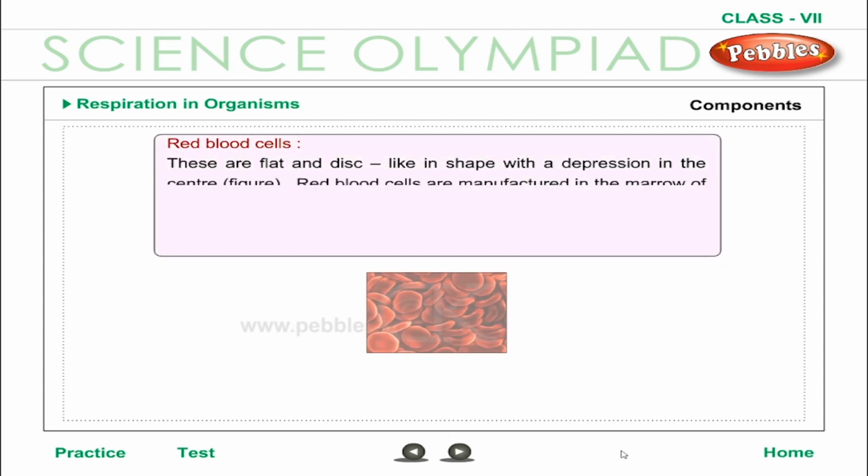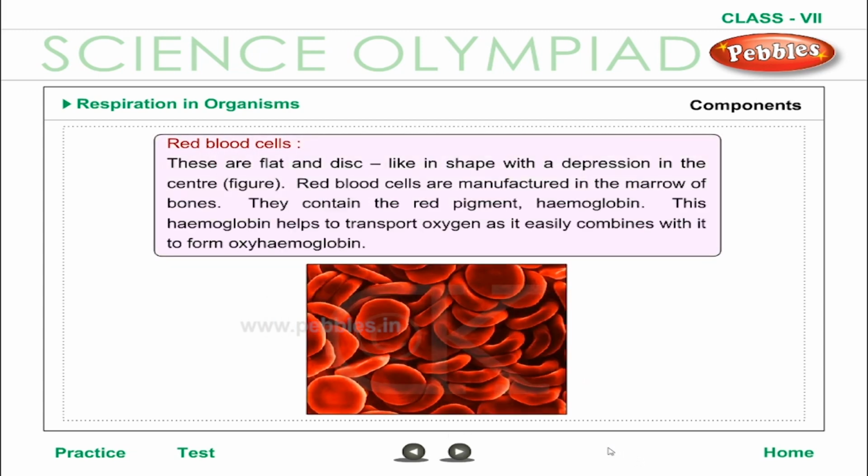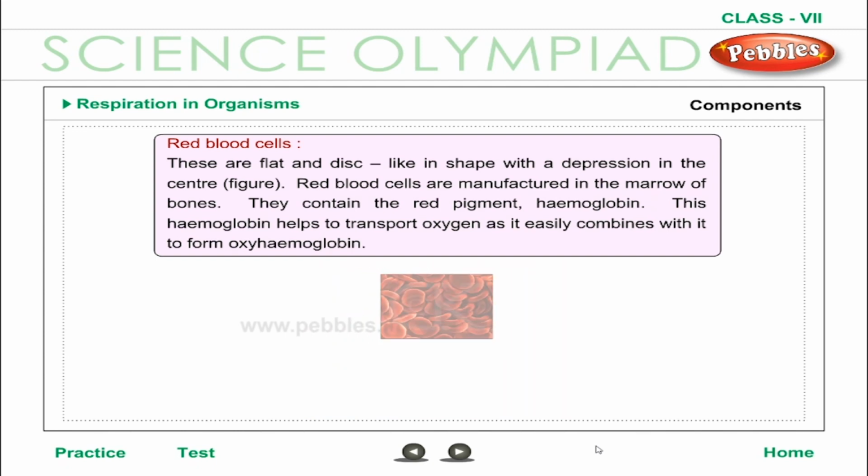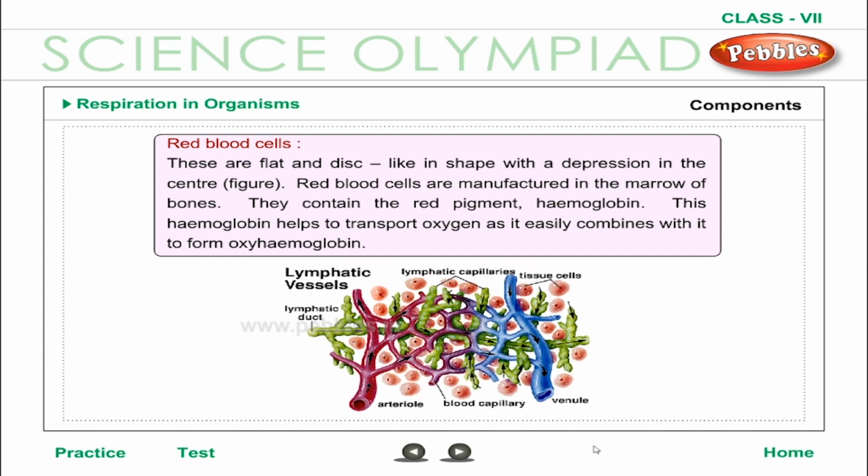Components. Red blood cells. These are flat and disc-like in shape with a depression in the center. Red blood cells are manufactured in the marrow of bones. They contain the red pigment hemoglobin. This hemoglobin helps to transport oxygen as it easily combines with it to form oxyhemoglobin.